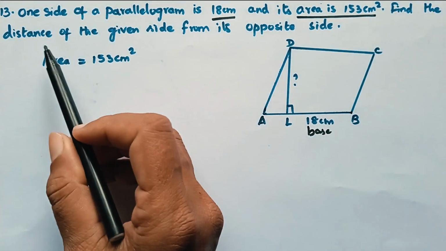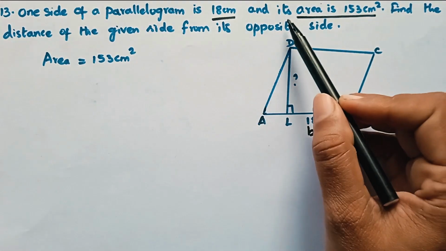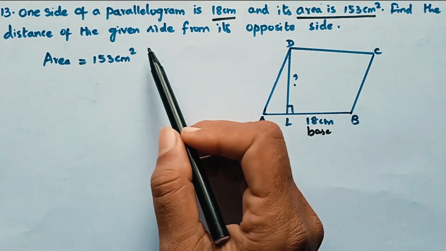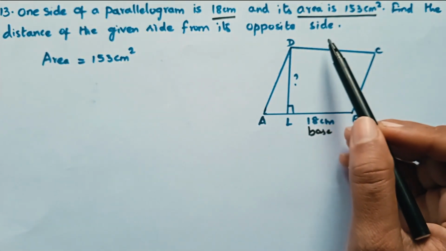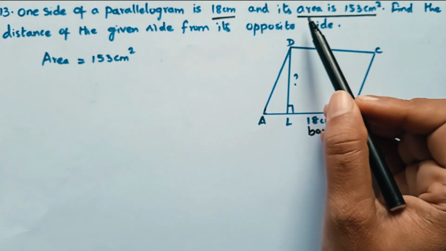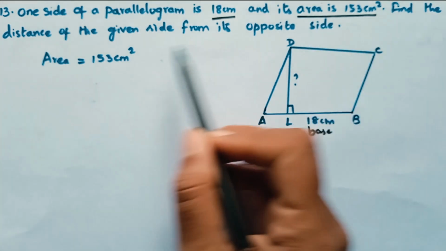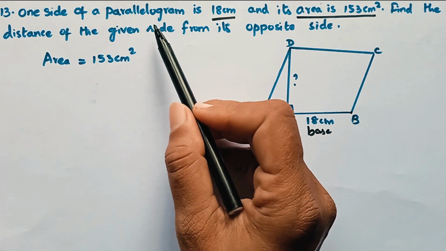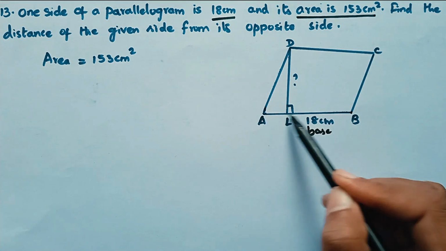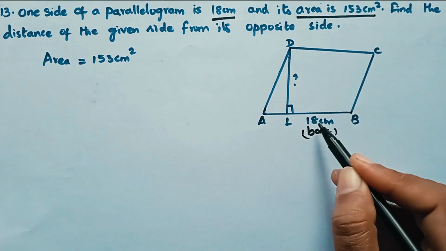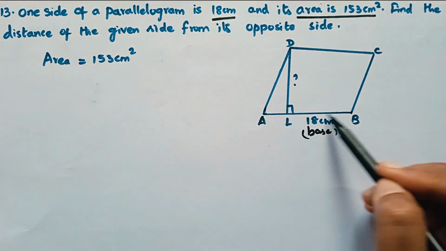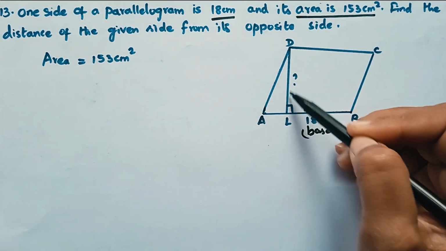Next question. One side of a parallelogram is 18 centimeter and its area is 153 centimeter square. Find the distance of the given side from its opposite side. In the above question, they have given area as 153 centimeter square and they also have given one side of a parallelogram. So that is nothing but the base. Base is 18 centimeter.